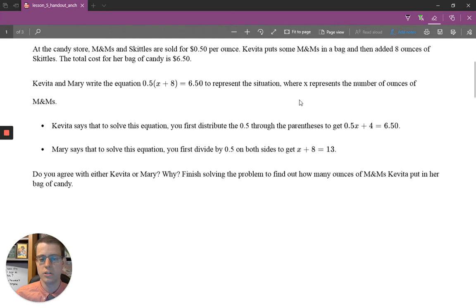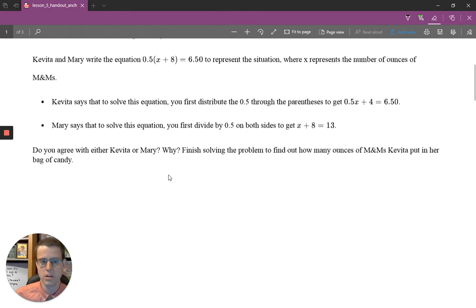Kavita says to solve this equation, you first must distribute the 5/10 through the parentheses to get 5/10 x plus 4 equals $6.50. Mary says that to solve this equation, you first must divide by 5/10 on both sides to get x plus 8 equals 13. Do you agree with either Kavita or Mary, and why? Finish solving the problem to find out how many ounces.